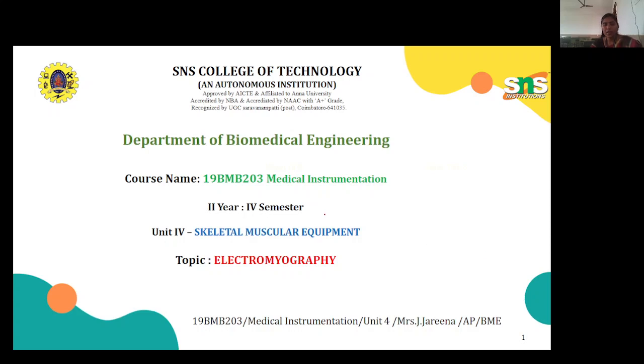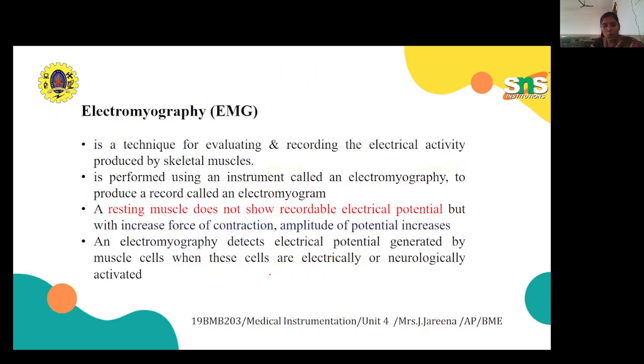Hi guys, in today's class we are going to discuss a very fresh topic in unit 4, that is electromyography. First, we should know what is meant by electromyography. Like EEG and ECG, EMG is also something where we record the electrical activity of the skeletal muscles. Here we assess muscle function by measuring the electrical activity, which is all about EMG.